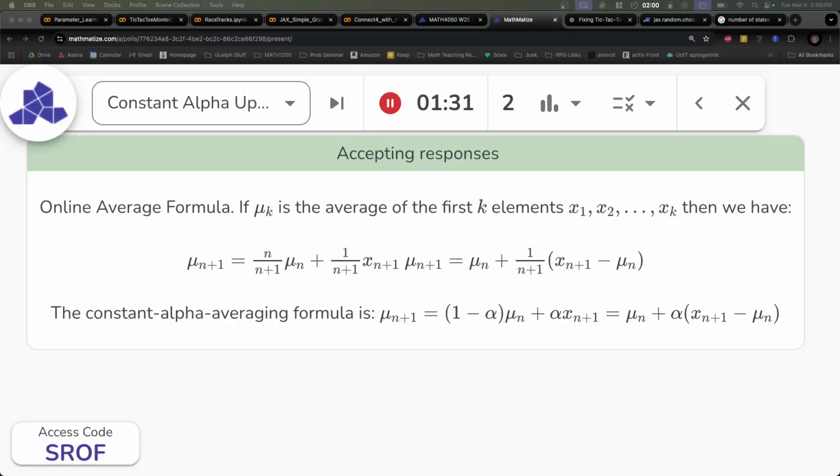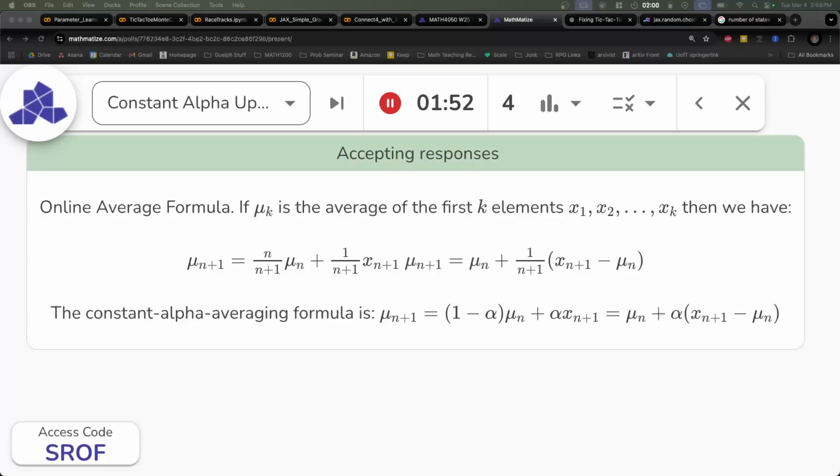Last class, we were looking at Monte Carlo learning. And the important formula that we used a bunch of times was the formula for the average of n plus 1 things. If you have n plus 1 things and you want to average them up, you take the average of the first n things and do a convex combination of that average with the last thing.